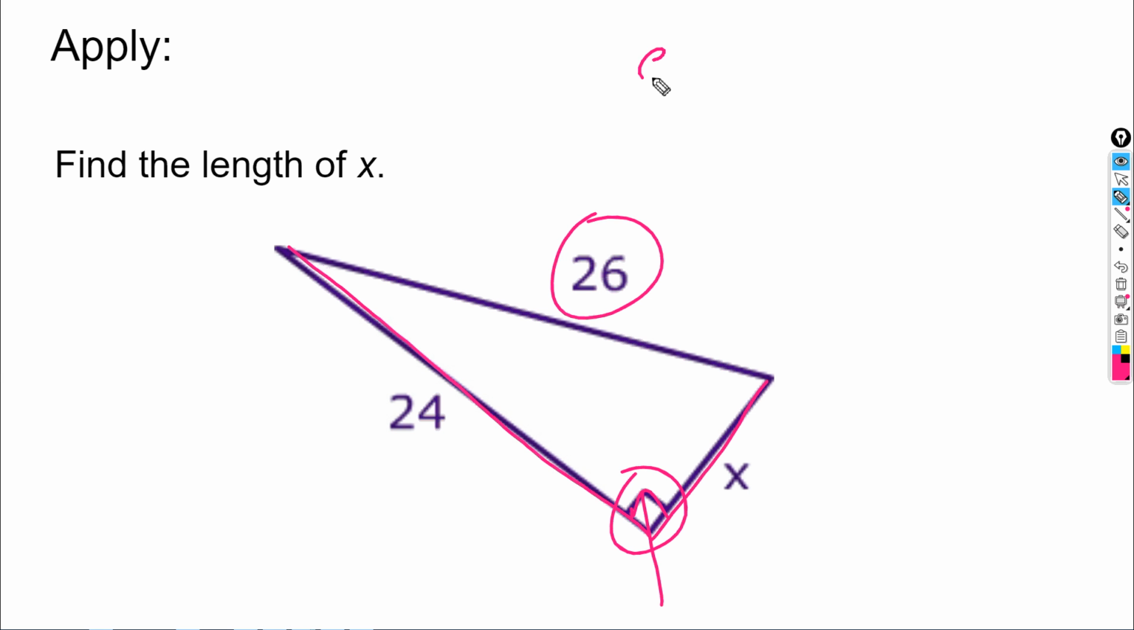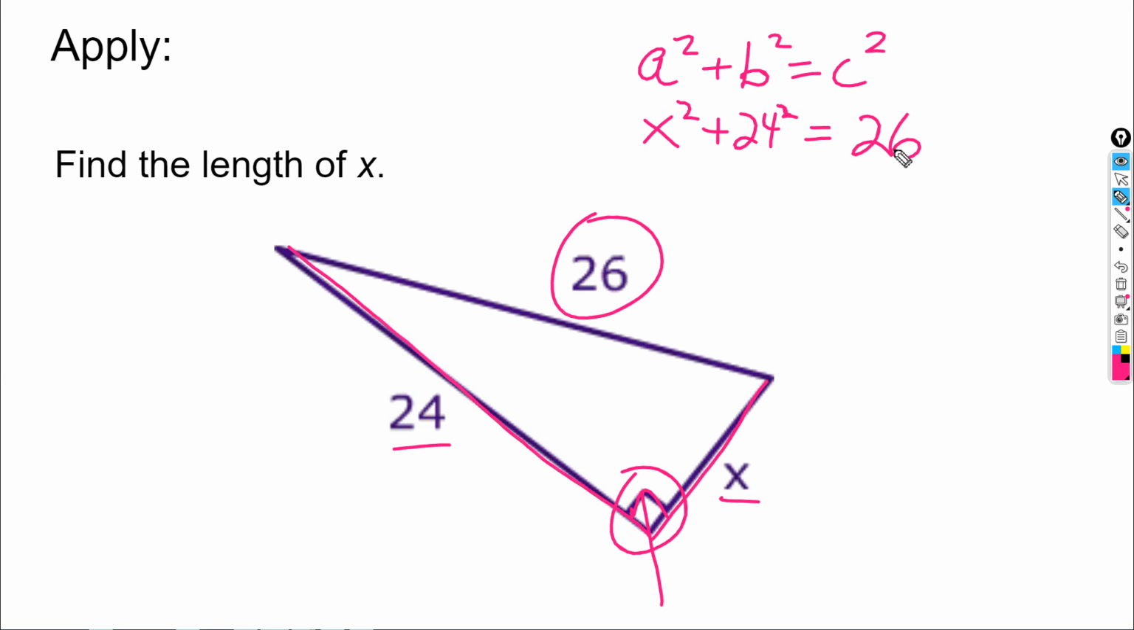So again, let's start by writing our formula down. We've got a squared plus b squared equals c squared. And we just said that x and 24 were our legs. So they're going to be replacing the a and the b. And then our hypotenuse, the one that is across from or opposite from the right angle, is the 26. So we're squaring that. All right.